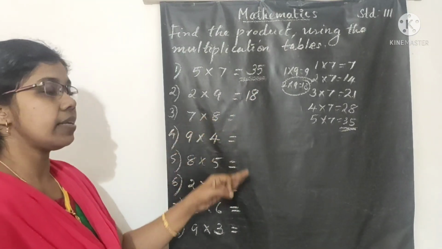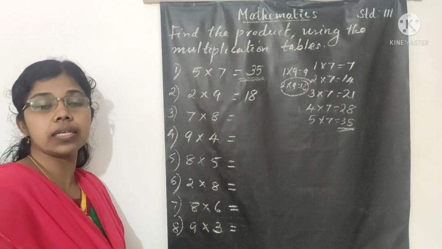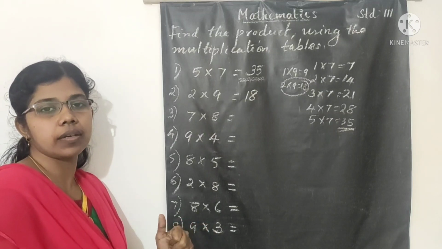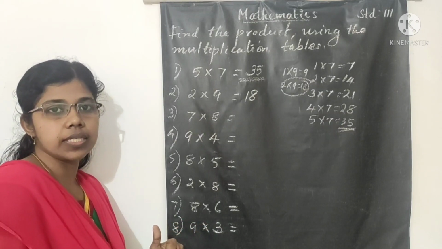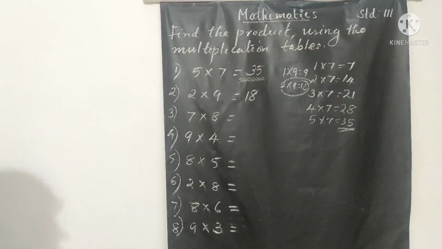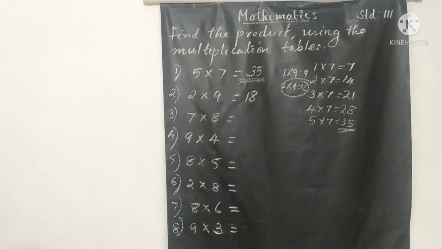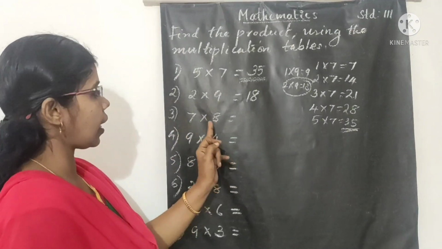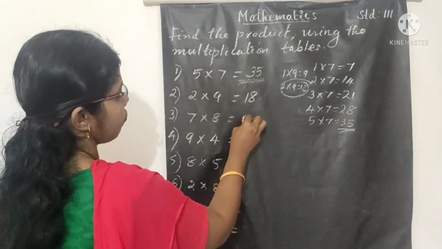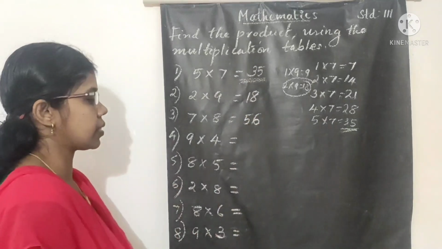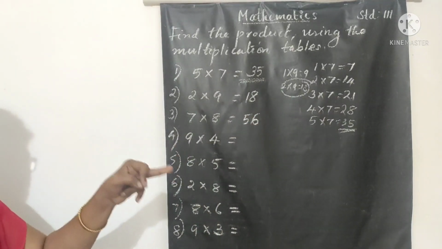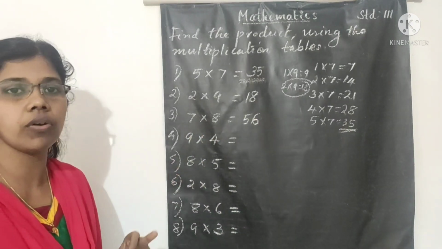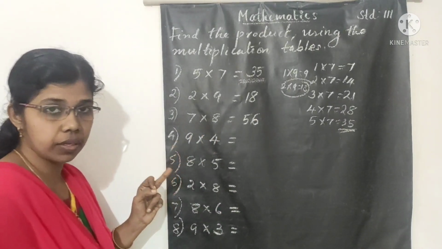Then 7 eights are, using the multiplication table of 8 or 7. 7 eights are. 7 sevens are 49. 7 eights are 56. Next. 9 times 4, that means 9 fours are dash. What is the product of 9 and 4?